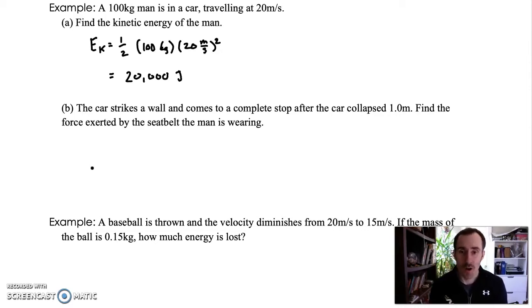The car strikes a wall and comes to a complete stop after the car collapsed 1 meter. So cars have crumple zones in order to protect us a little bit, to decrease the impulse acting on us, and hopefully preserve our organs. It collapsed 1 meter. Find the force exerted by the seatbelt the man is wearing.